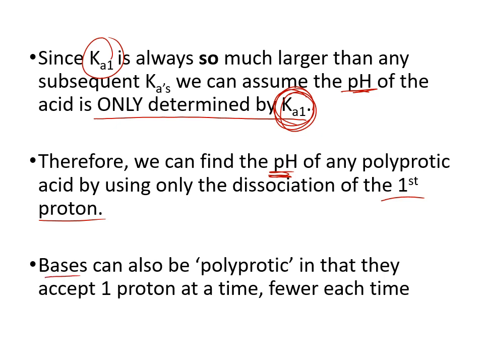Bases can do the same thing, where you have them picking up more than one proton. They pick up one, and then they go through another one and pick up another one. Same thing. The first one is always greater, and so again, you can generally base the pH on the first gaining of the proton, just as you can with the polyprotic acids in terms of the initial ionization to determine the pH.